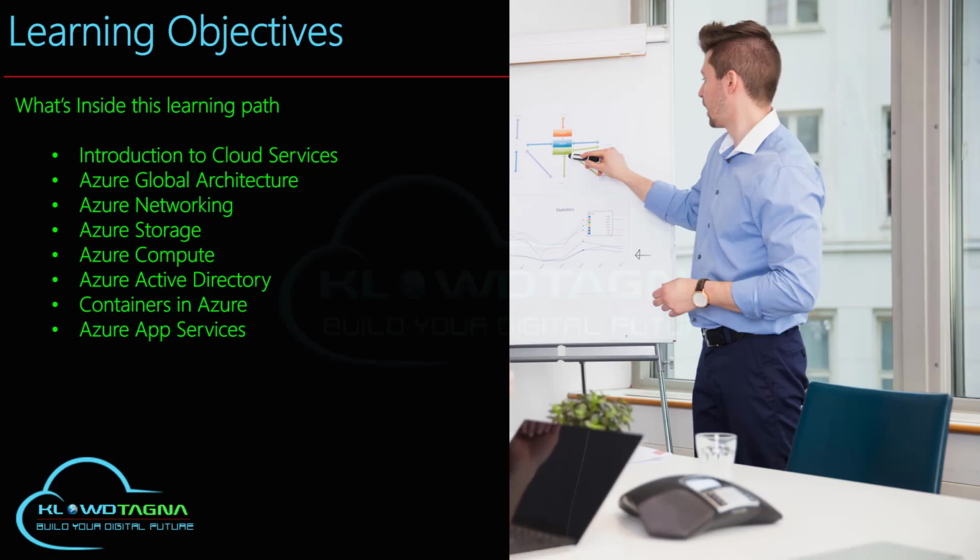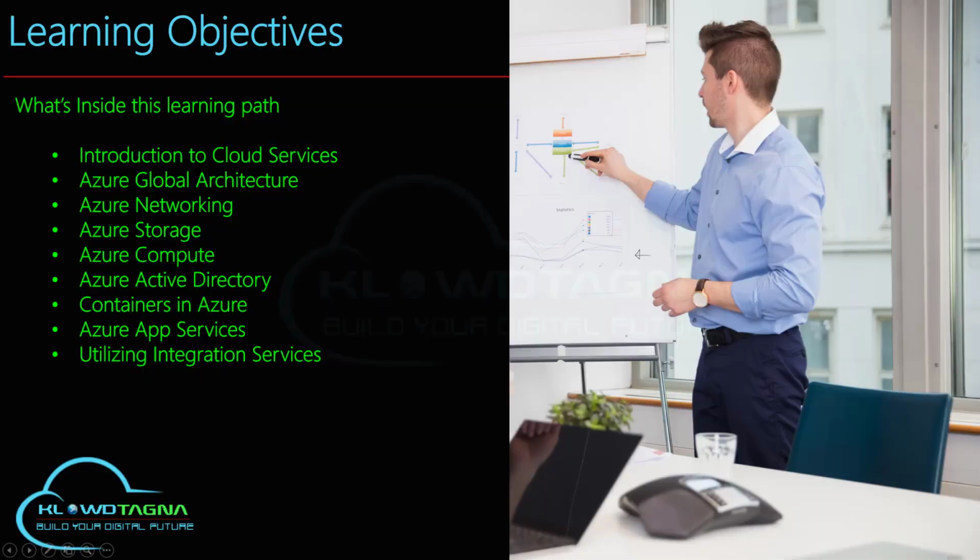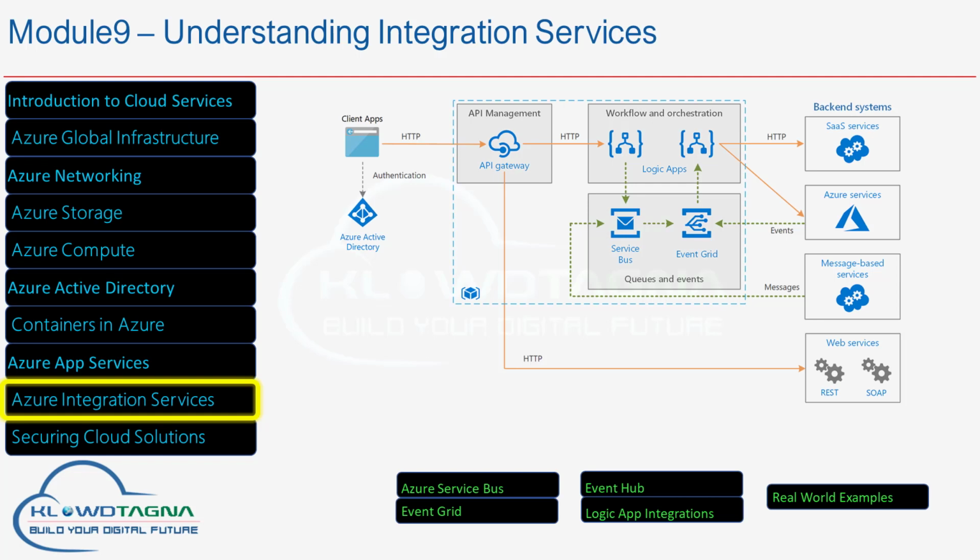On the 8th module, we will take a look at the Azure app services like web apps, logic apps, Azure functions, and see how you can use these app services to make your applications even better. 9th module, we will take a look at the integration services like Event Hub, Event Grid, Service Bus, and how you could use these services when developing cloud native applications.